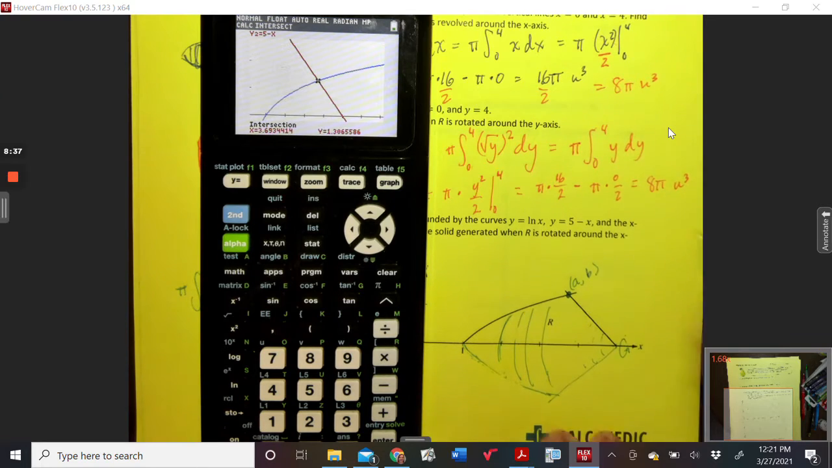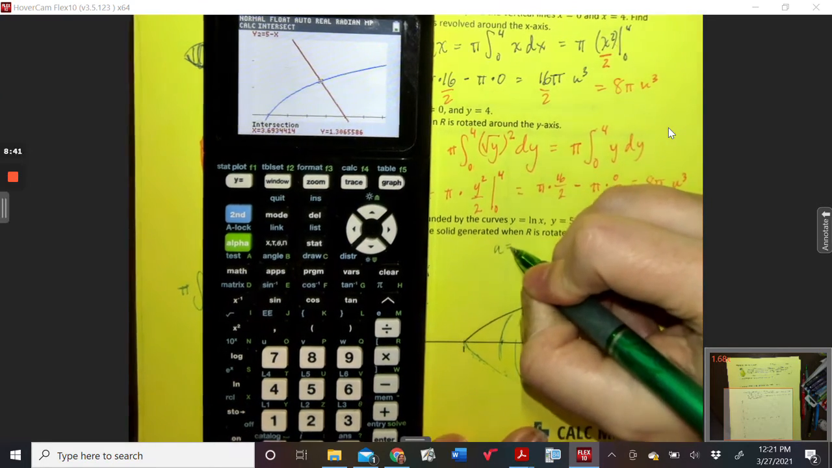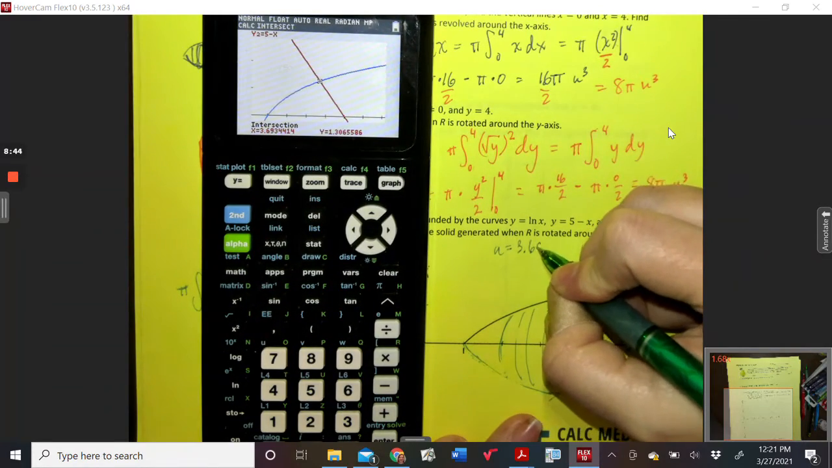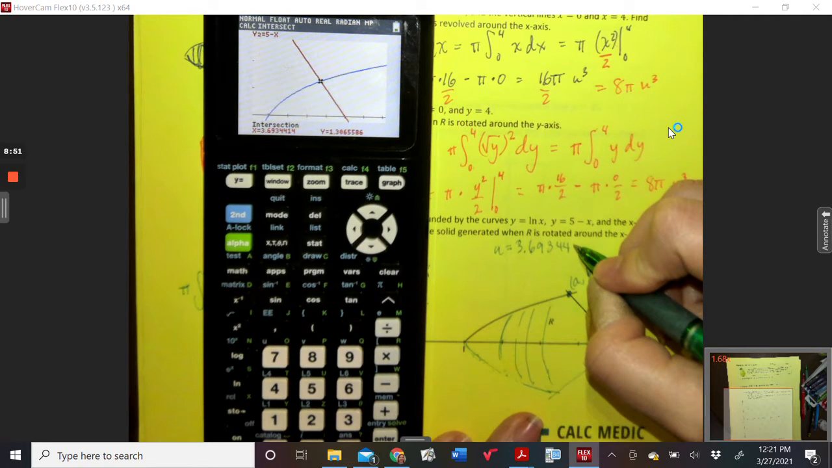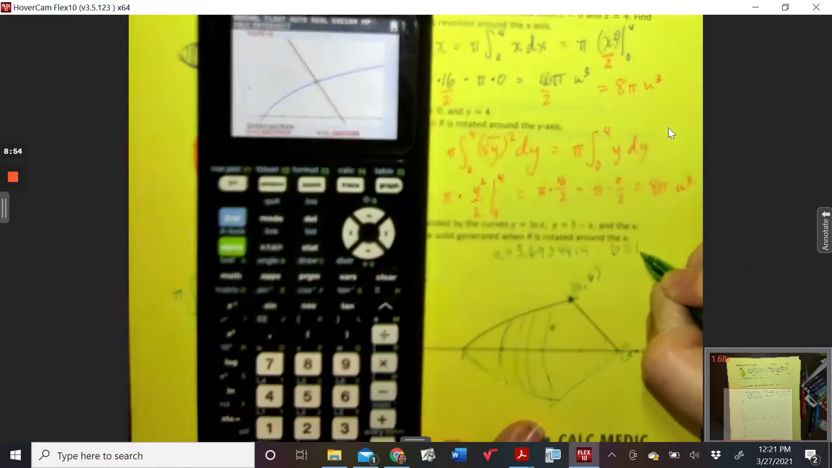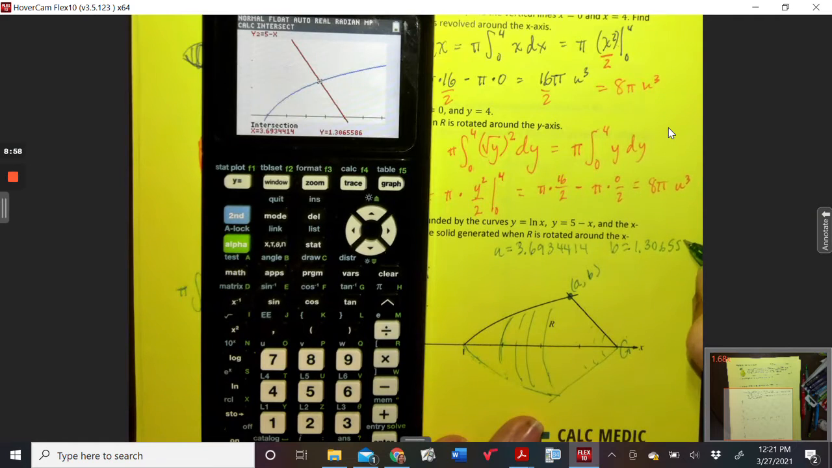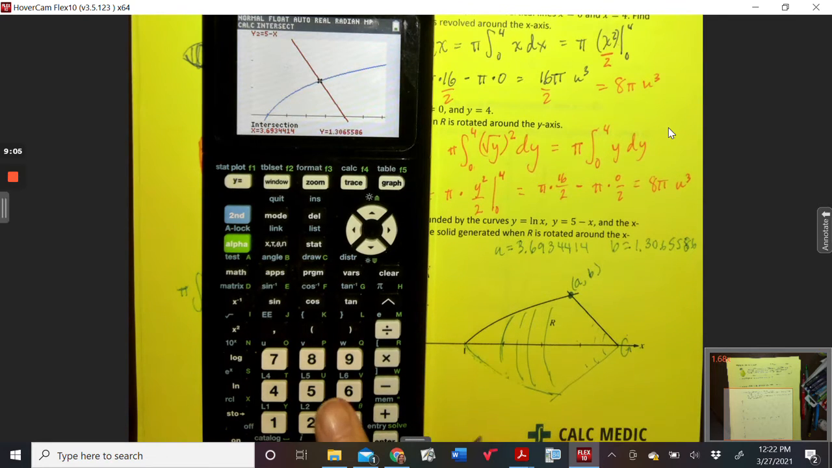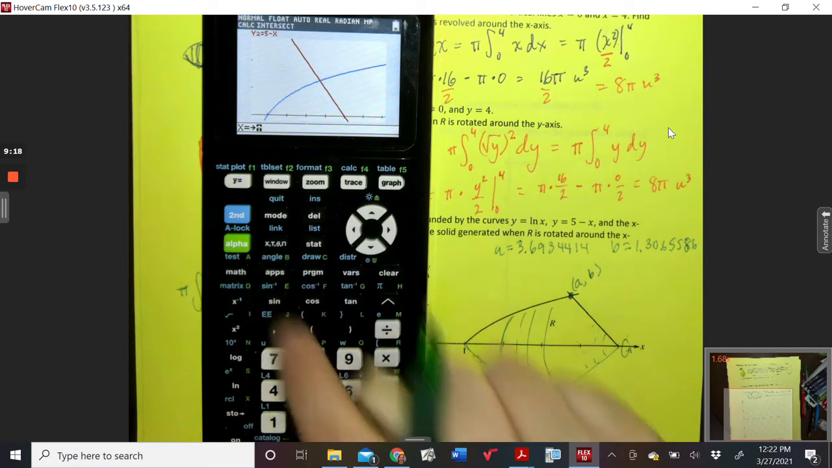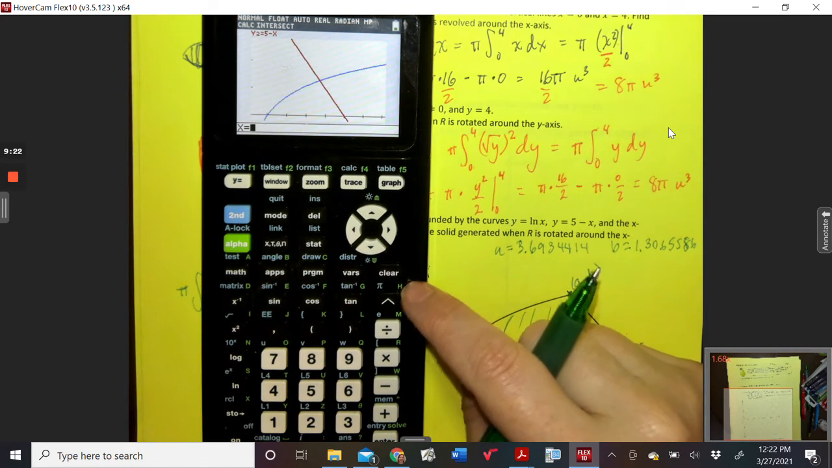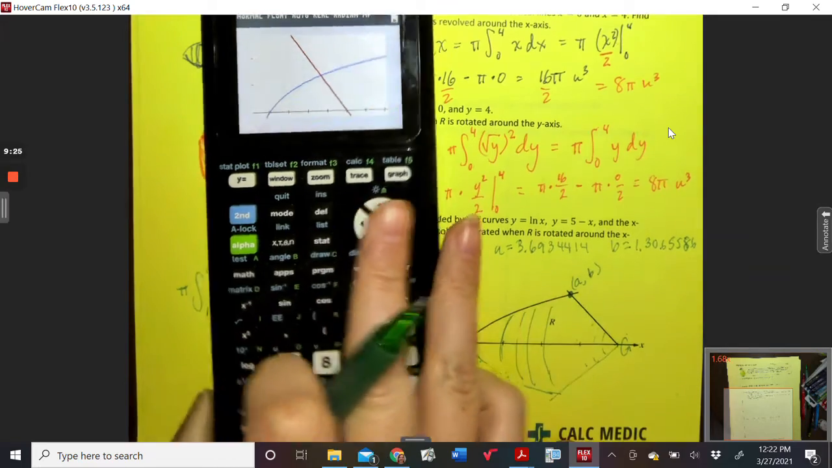Okay, write down. A comma B is A equals 3.693414, and B is 1.30655586. Okay. And there's a way to do this, and if somebody can help me with storing, that'd be awesome. I've looked it up. I can't ever do it right. I don't know what to push. I just don't know how to do it. Sorry. Anyway, we have that.